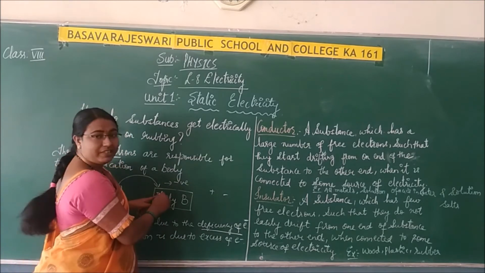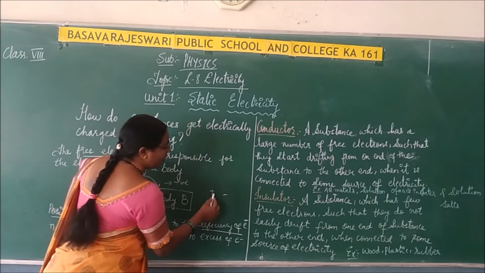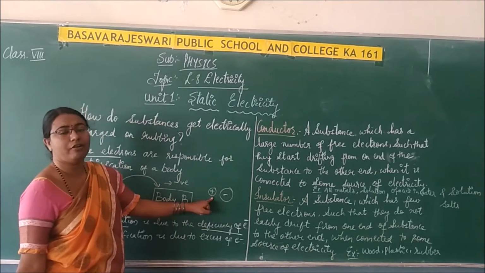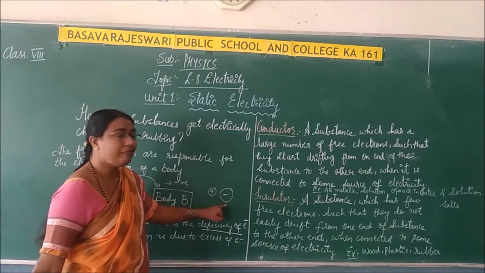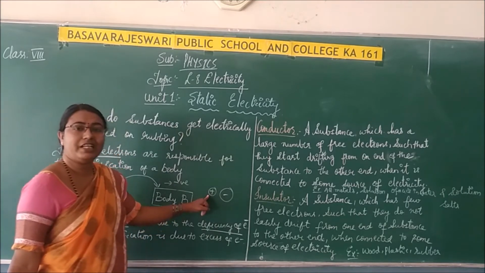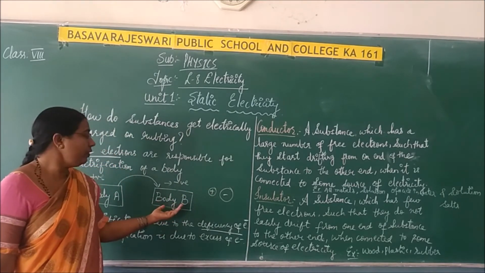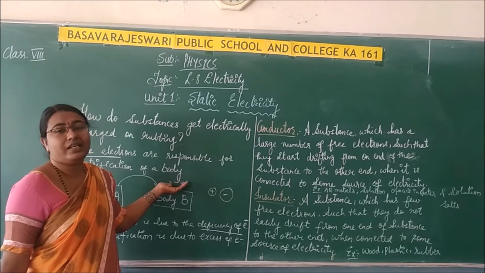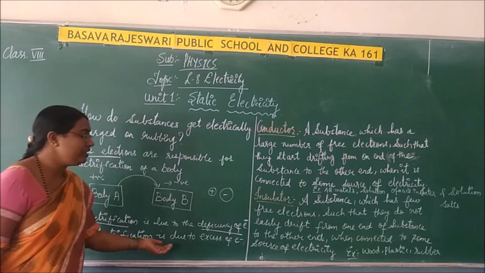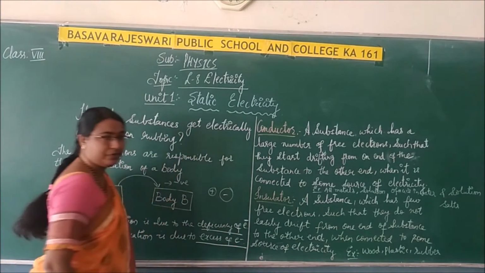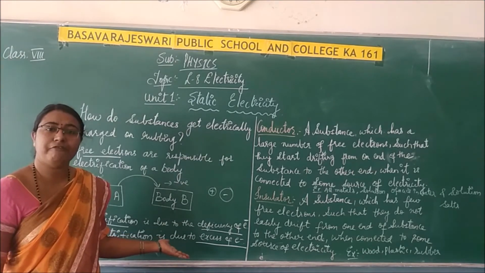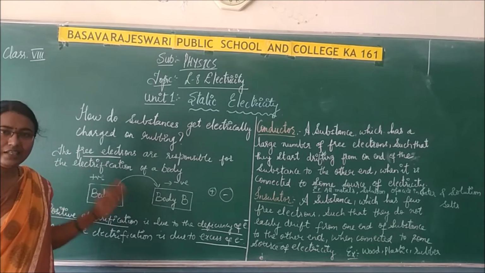But when it has received the electrons, what happens? The number of negative charges became more than the number of protons. So the number of negative charges is more here, so the electrons are in excess. Yes, so negative electrification is due to the excess of electrons. Okay, is it clear, children?